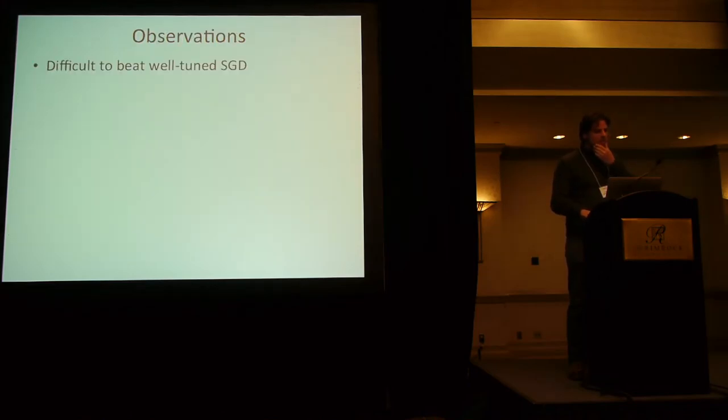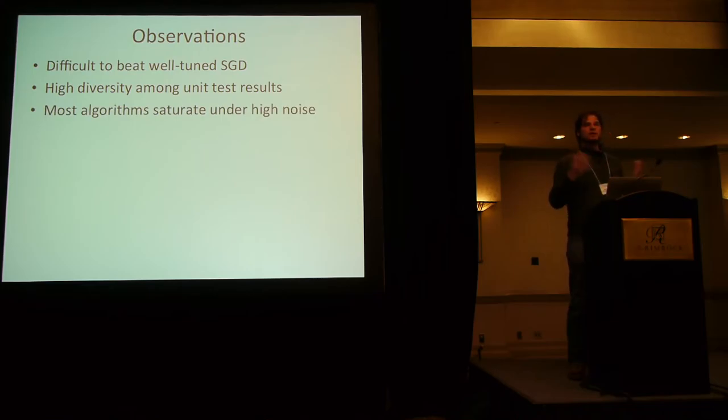A couple of observations from these plots is that well-tuned SGD is already hard to beat. So there's very, very little blue on these plots. It's hard to be double as fast as a well-tuned step size. There's a very high diversity, so different unit tests give us very different kinds of characteristics across different algorithms and across different hyperparameters, which is what we would like. We'd like it to be very diverse.